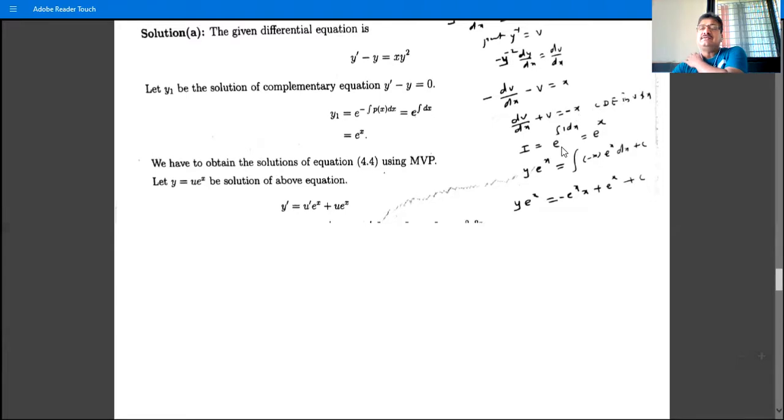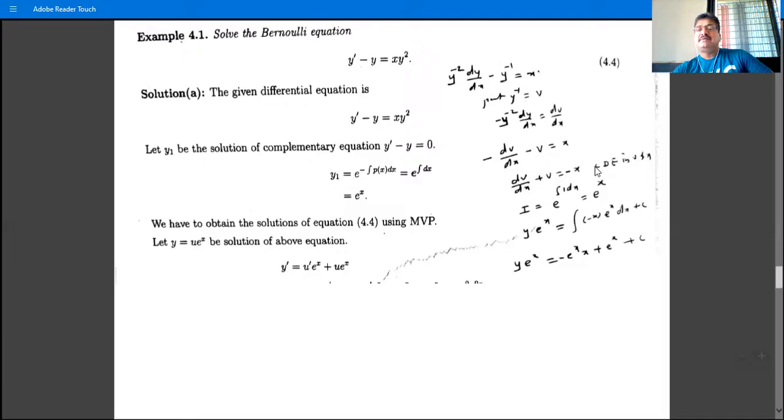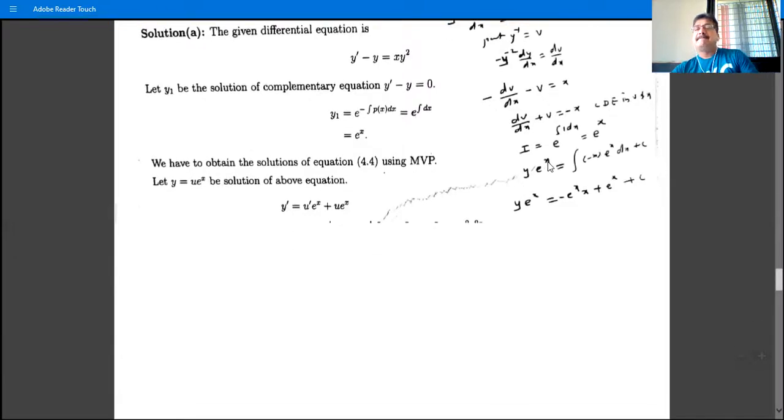So the integrating factor is e raised to the integral of P dx. P is 1, so the integration is x. And the general solution of the given differential equation is what? Write V times the integrating factor, not Y times the integrating factor, because the step was wrong. The general formula: V e raised to x is equal to the integration of Q(x), that is minus x, into the integrating factor e raised to x, dx.